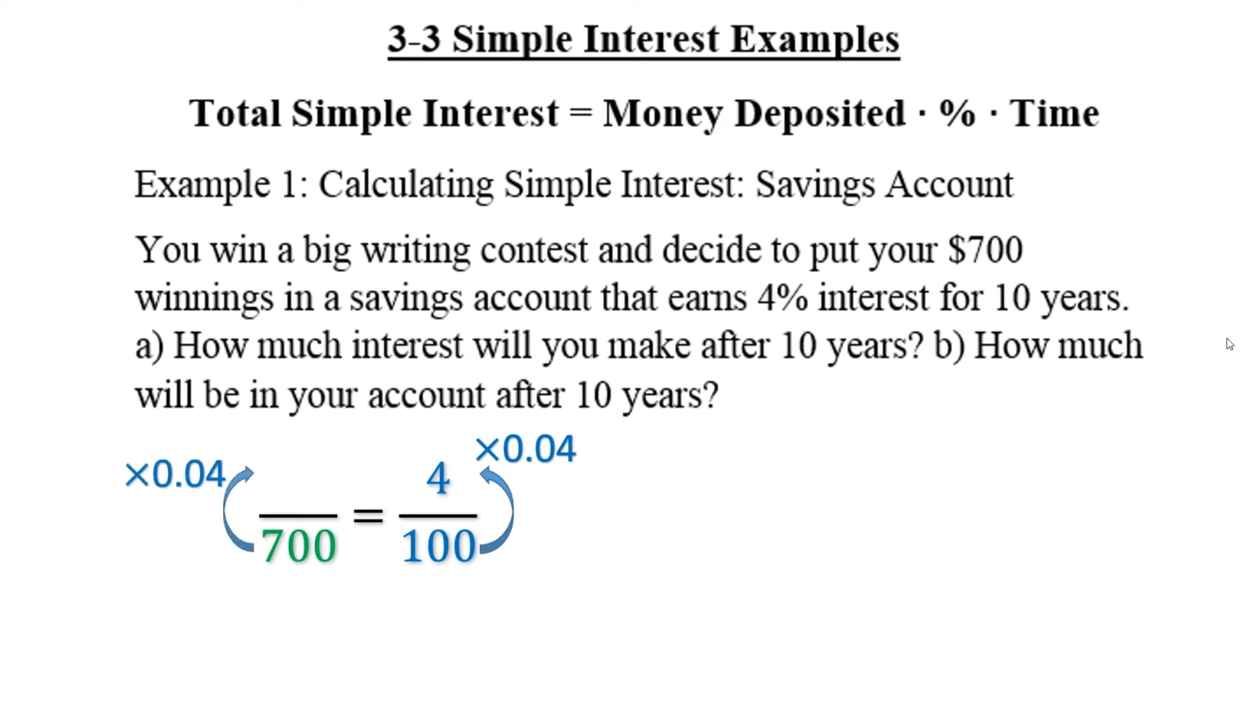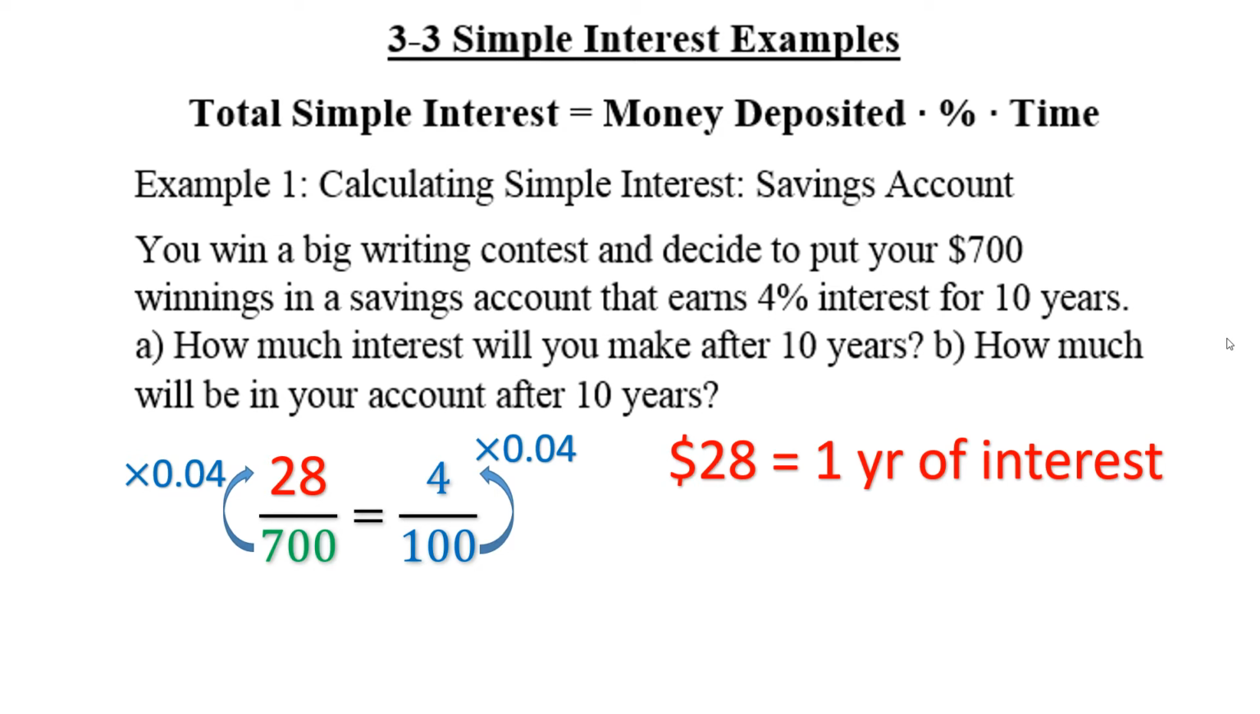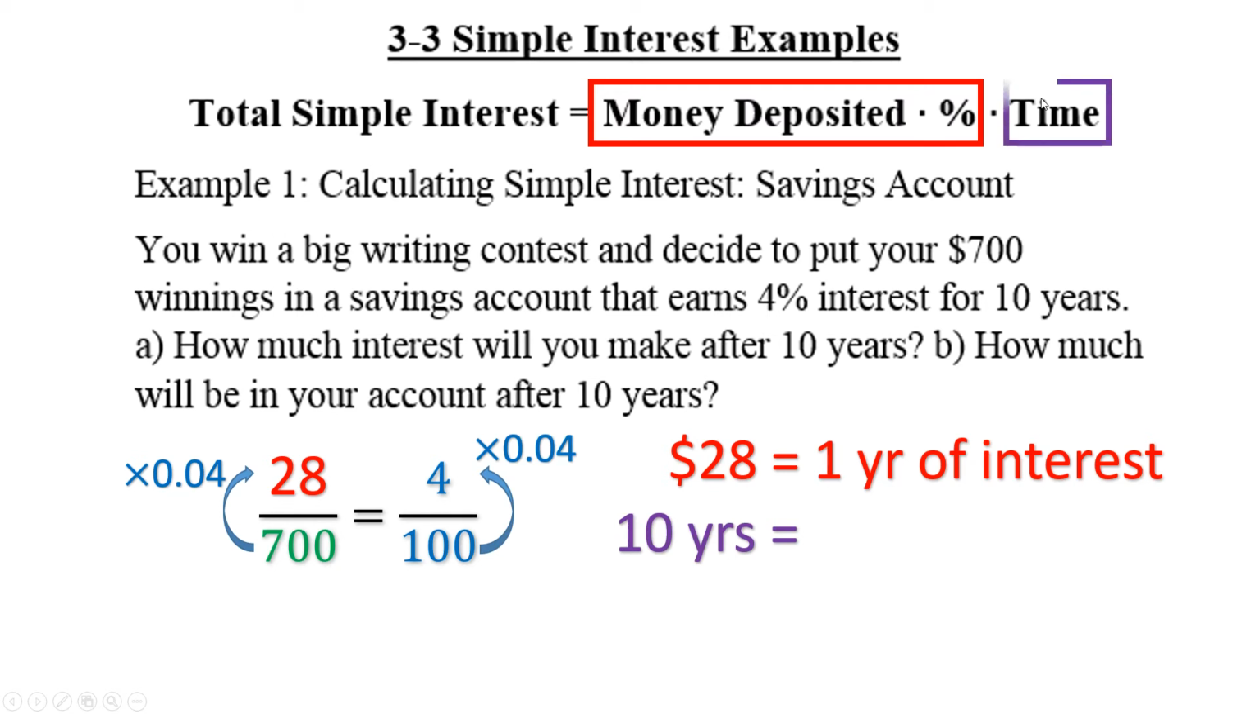4% as a decimal is 0.04. So 700 times 0.04 will give us 28. 28 is the dollars of the 1 year interest. So after 1 year, your account has earned $28. Now it says that it's going to stay in the account for 10 years. So we've done the first part, money deposited times the percent, and we get $28, and we need to do the second step, which is time. So 10 years means we're going to take $28 and multiply by 10, and therefore $280 is what the interest will be after 10 years.